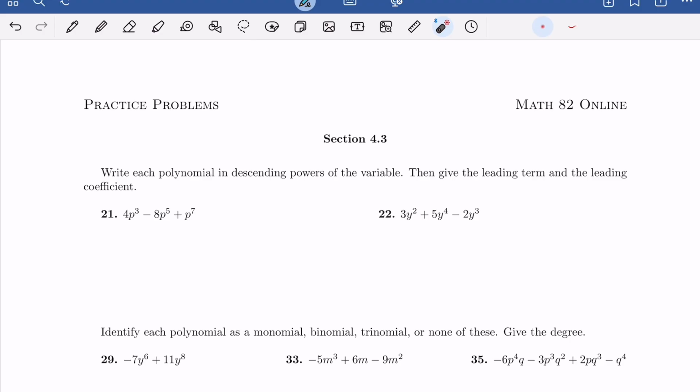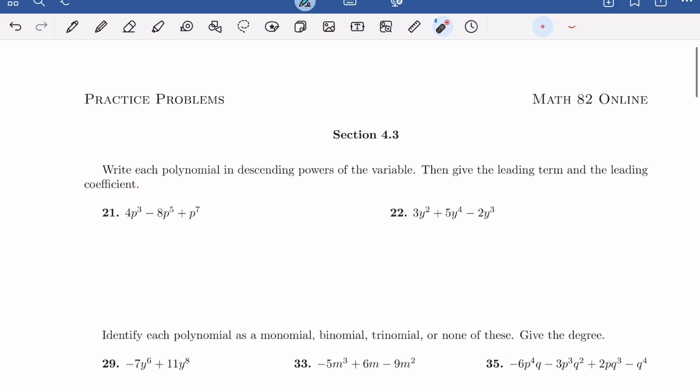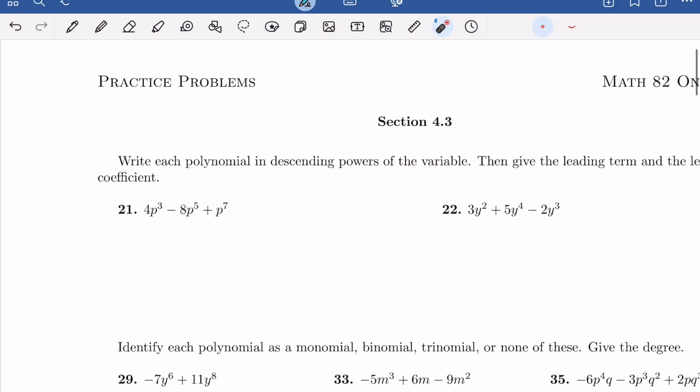So for questions 21 and 22 here, we want to write each polynomial in descending powers of the variable, then give the leading term and the leading coefficient. So looking at 21 here, we're going to write this in descending powers of our variable. So our first term is going to be the term with the highest power of our variable. So that would be p to the power 7 here. So this would be our first term.